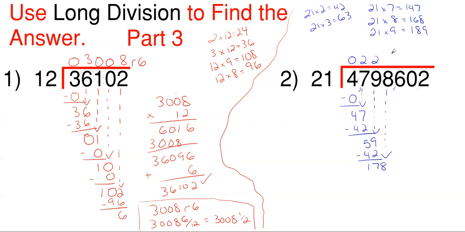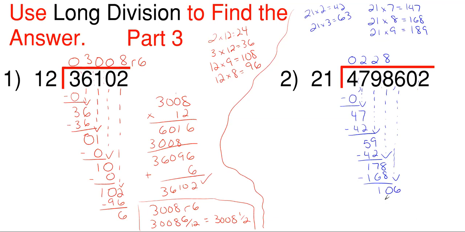So it looks like we're going to have to go by 8 to be under the 178. So 8 times 21 is 168. Subtract that off, and we are left with exactly 10. Well, drop the next number, which is a 6.